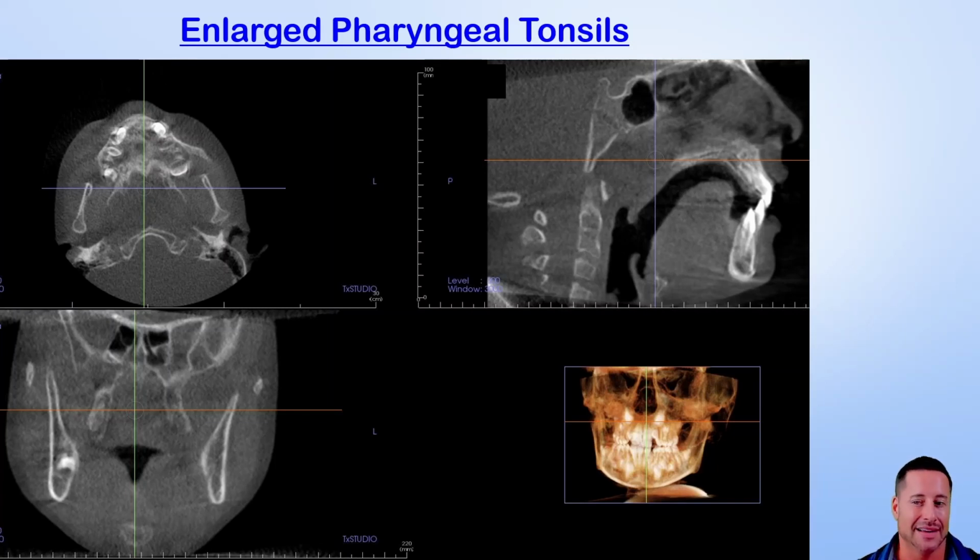But then again, I guess the orthodontist, by and large, a lot of us are no different, right? We really don't want to get involved in the airway side of things either, for whatever reason.